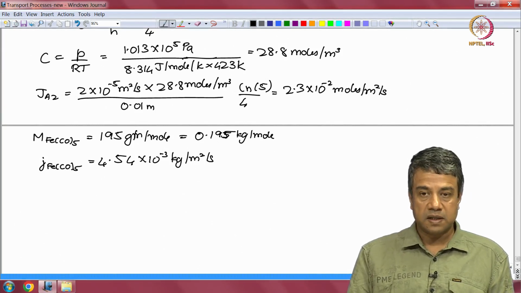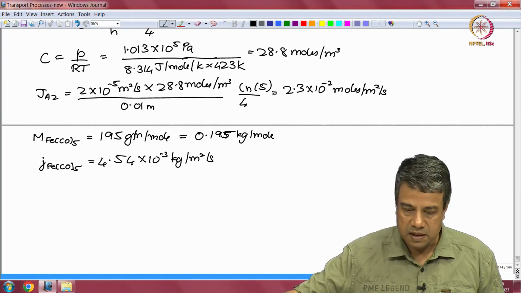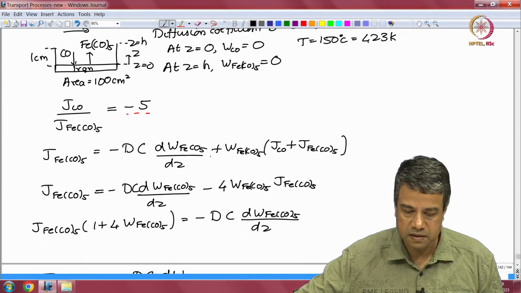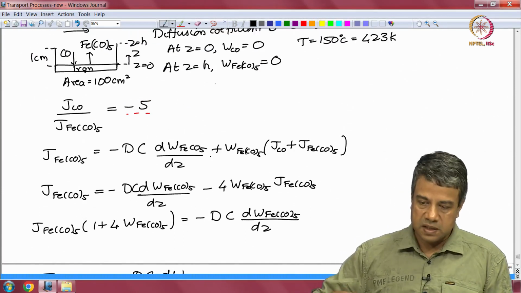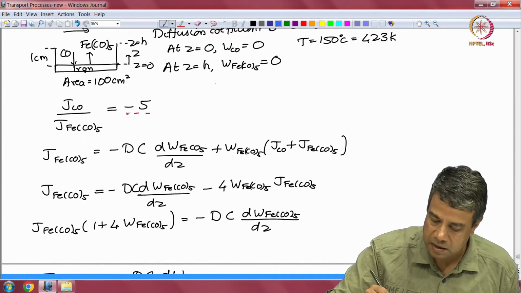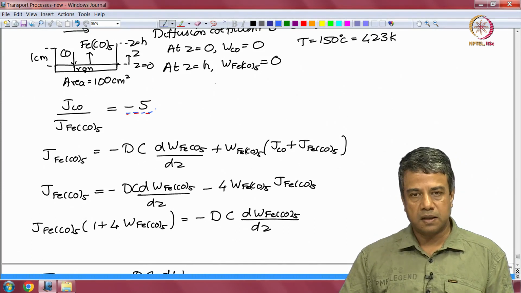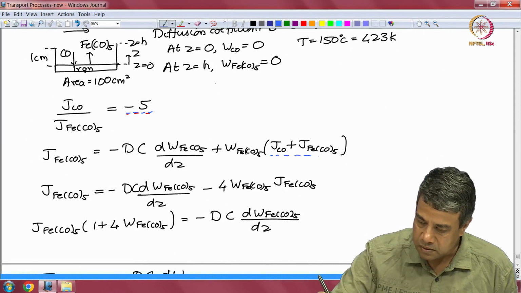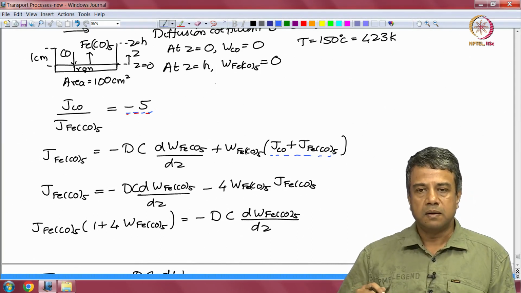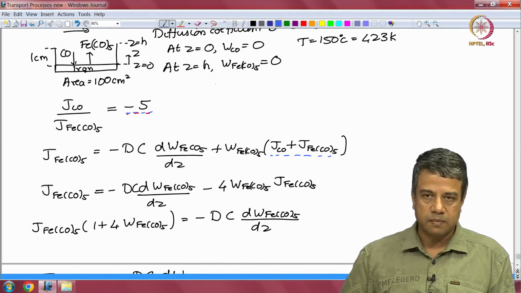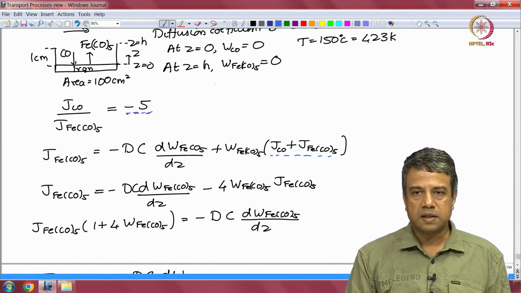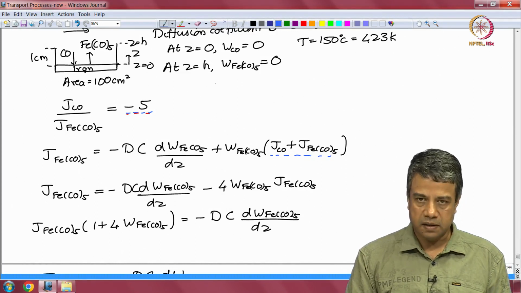In this case, there was a reaction. So, the relation between the molar fluxes of the two species was constrained by reaction stoichiometry. And that we used in order to get a relation between the two, and therefore, the total flow rate was obtained from the relation between the two fluxes. So, this completes our discussion on binary diffusion.